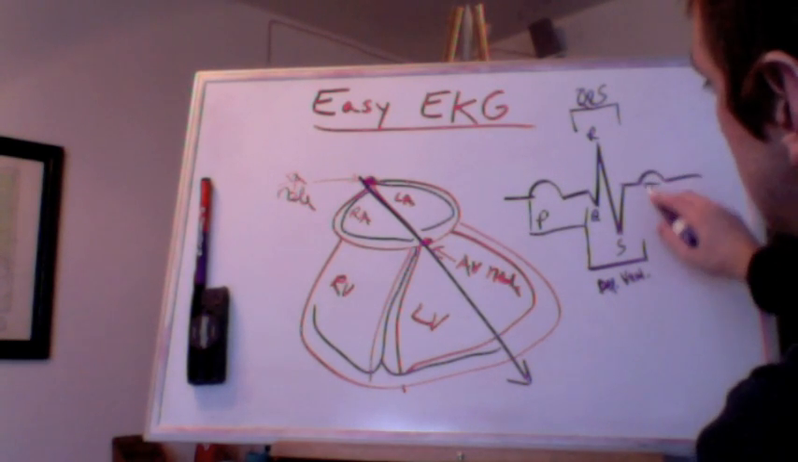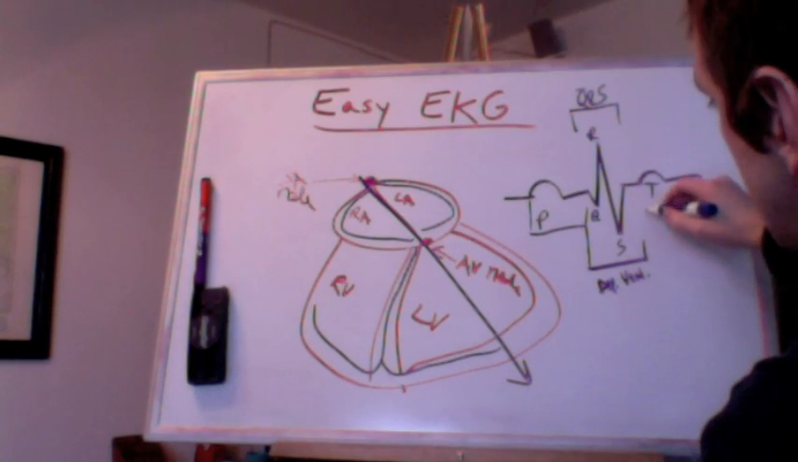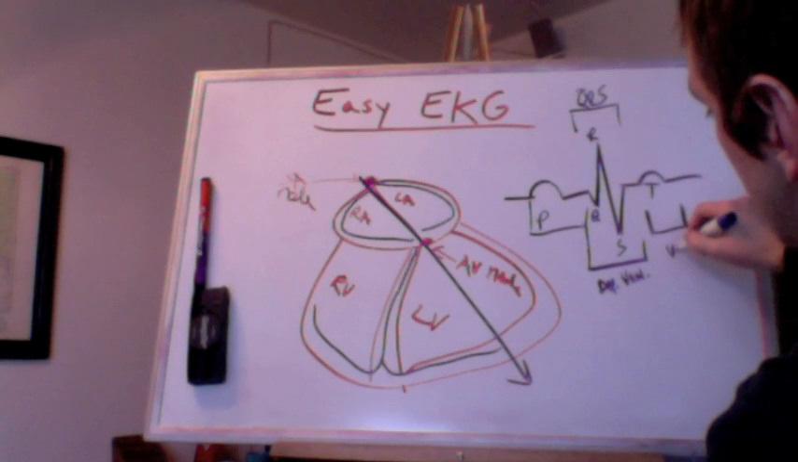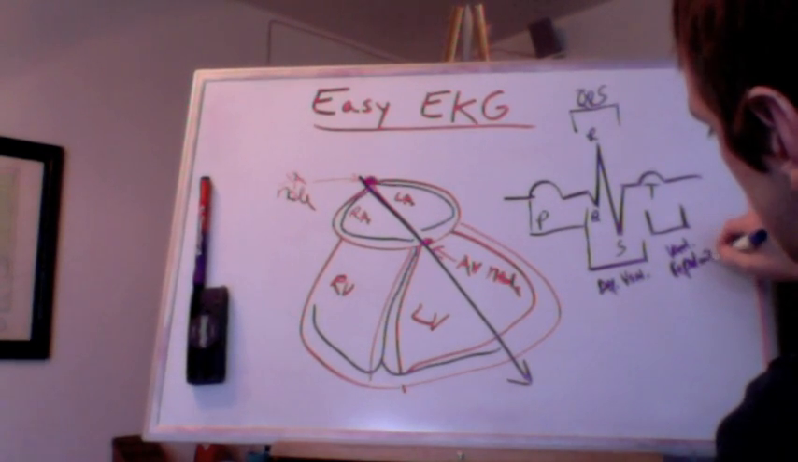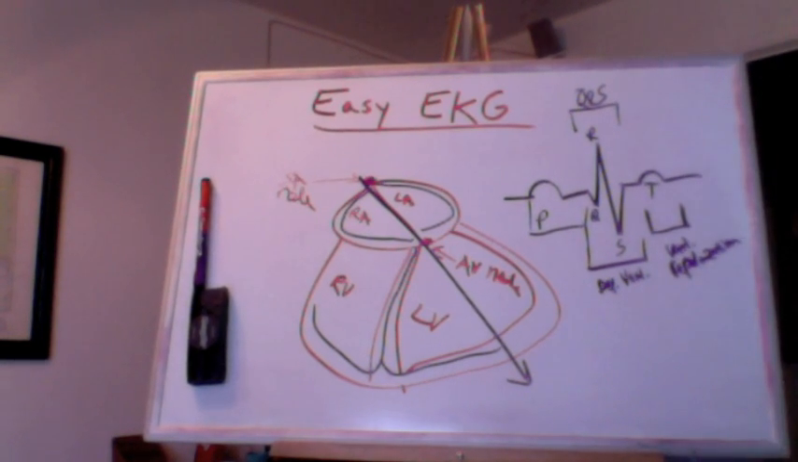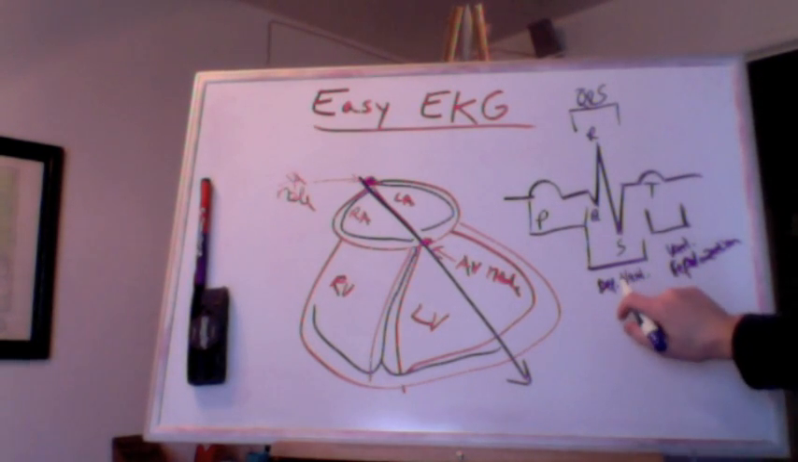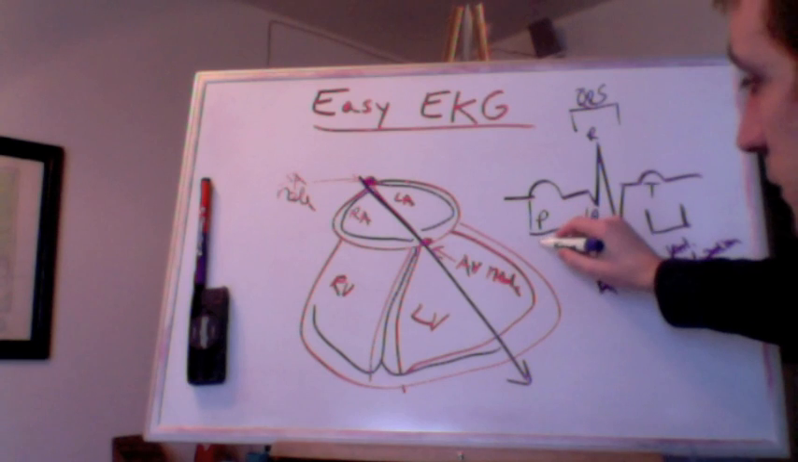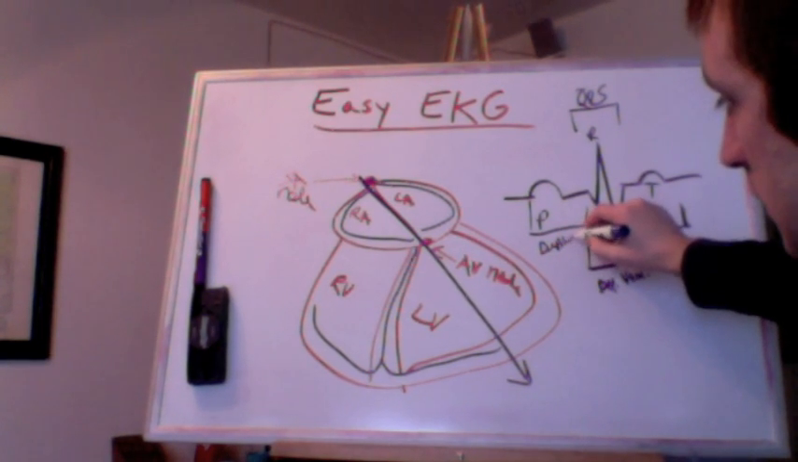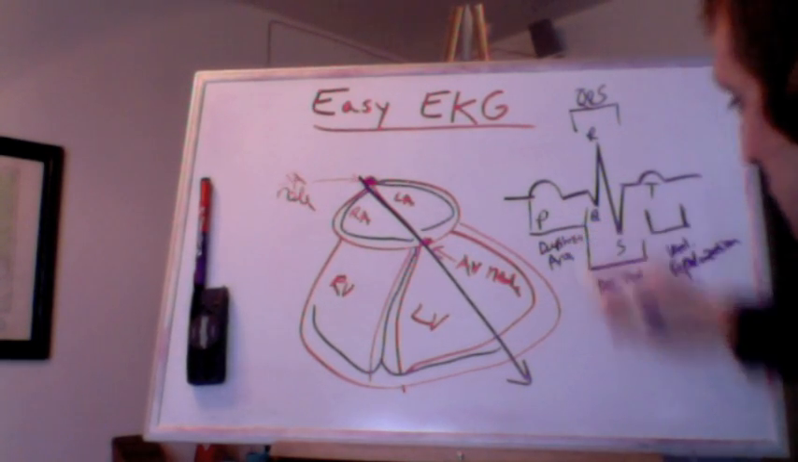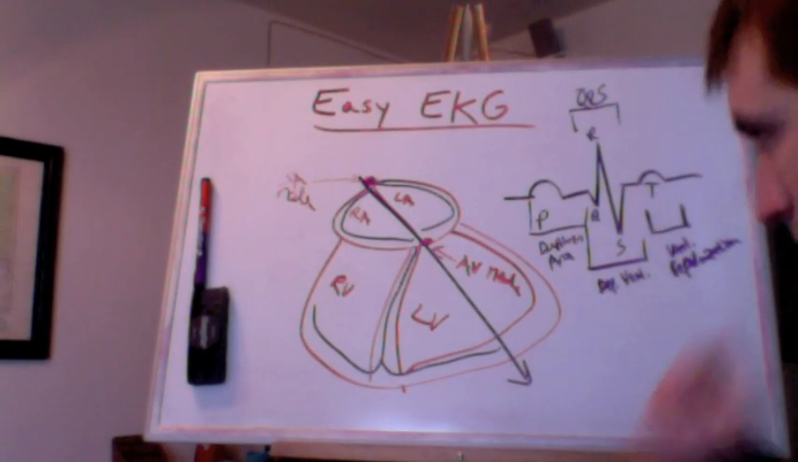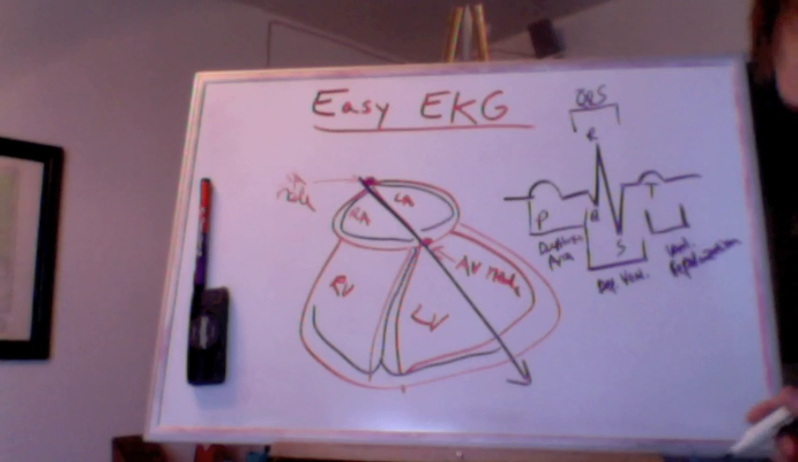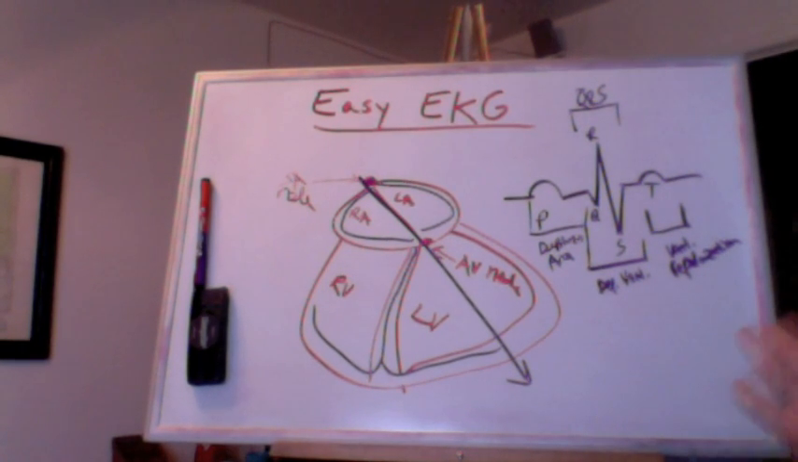Okay, and then this T wave right here is the ventricle repolarization. QRS is depolarizing the ventricle. P wave is depolarizing the atria. And then the T wave is the ventricle repolarization. That's what you've got to know. All right, so now that we have that, you guys can copy that down. You can pause it now if you need to and get that all copied.